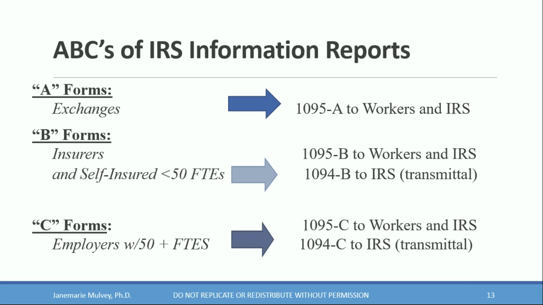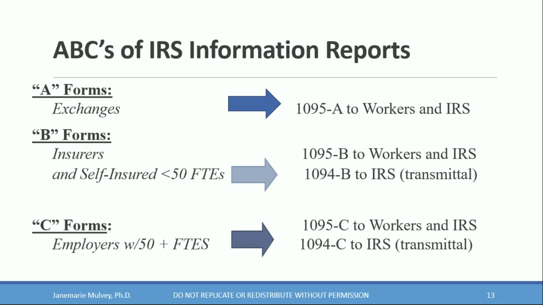So now when you put an A or a B after those forms, all the A forms are the exchanges. The 1095-A goes to workers and the IRS, and even the unemployed, to tell them that they have coverage through the exchange. They'll have to submit that to prove that they have coverage so they will not be subject to the penalties, the individual penalties. The B forms come from insurers and self-insured plans with less than 50 FTEs. So the 1095-B goes to workers and the IRS, and the 1094-B goes to the IRS.